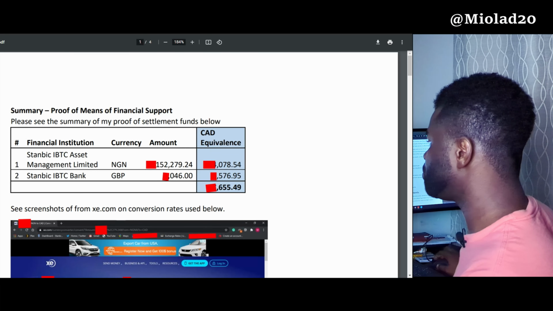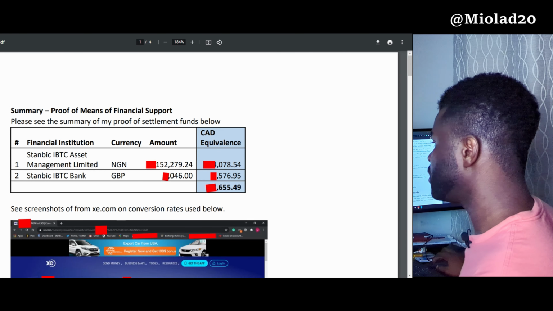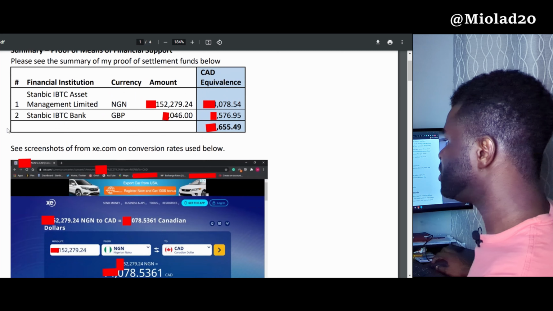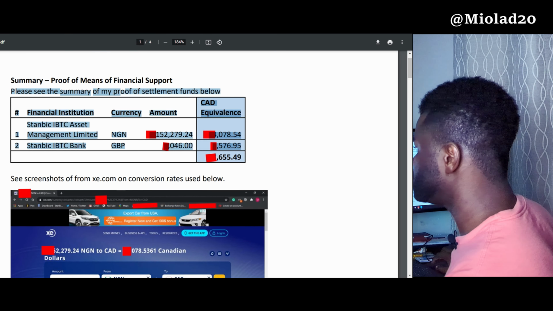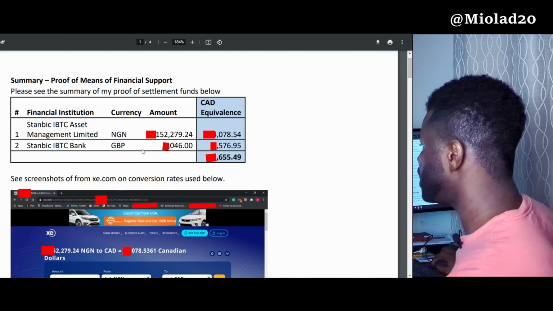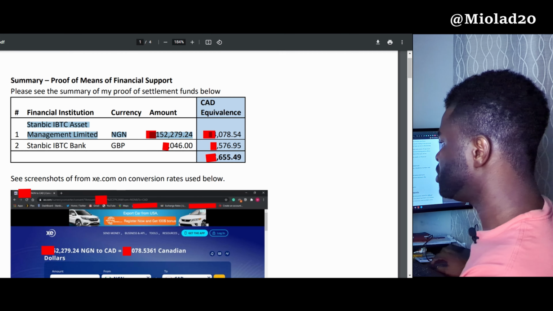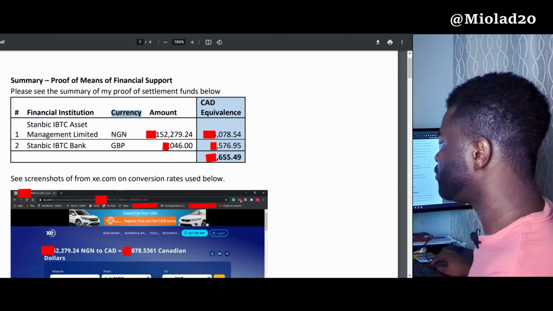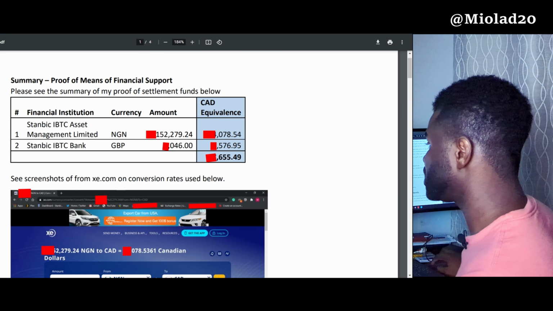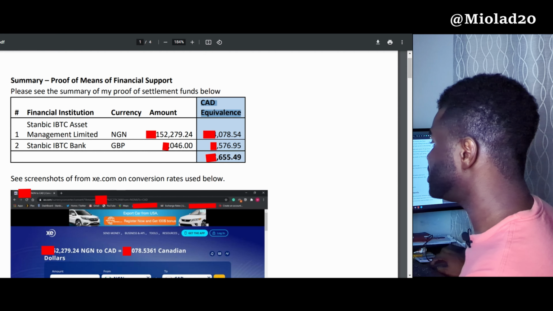Create a table summarizing the amount that you are required to show as proof of funds, and summarizing the amount you have in each of the accounts from where you are combining funds. For example, if you are showing proof of funds from 2 different bank accounts, you can create a simple table just like this one that shows the amount of money you have in each of those accounts. The table should also show the currency of the money you have in each of those accounts, and show the Canadian dollar equivalence, just like in this table.